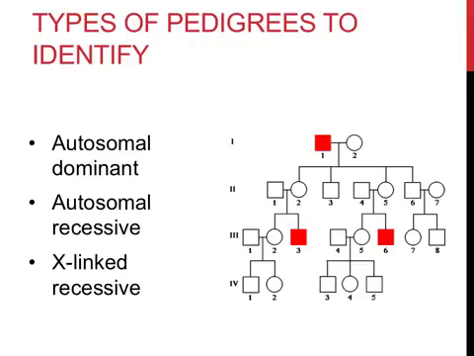There are three types of pedigrees that we'll be discussing in this video and identifying in class. The three types are listed here and explained through the upcoming slides. Autosomal dominant, that is, dominant traits that are located on any chromosome except for the X and Y, is the first type. Autosomal recessive, traits that are recessive and located on any chromosome other than the sex chromosomes, are the second. And finally, you'll learn how to identify recessive traits that are located on the X chromosome.